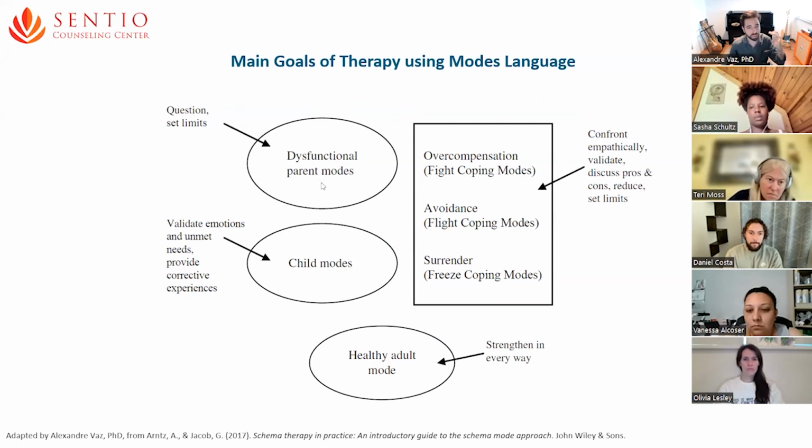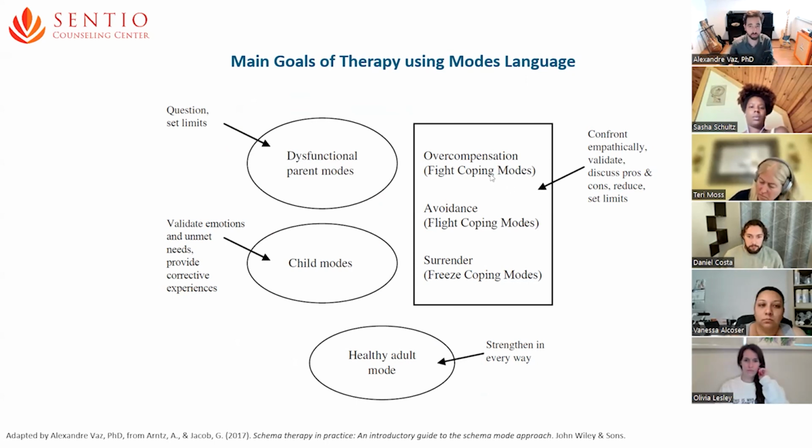For dysfunctional parent modes or critic modes, we can use the terms interchangeably. Back to Vanessa's question, I prefer the term critic modes because not all critic modes have to do with parents, although most do, not all do. What you do with these critic modes is you try to question them and set limits to these critical voices. You can do that in chair work. You can do that with cognitive and behavioral work. There's a lot of different ways where you can counterattack your critical voice.